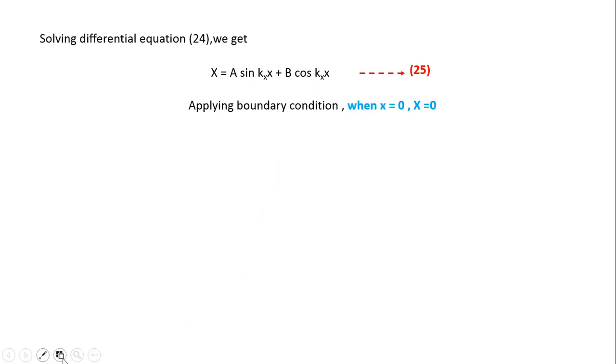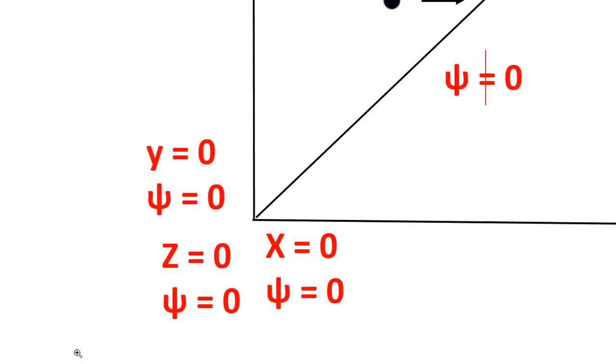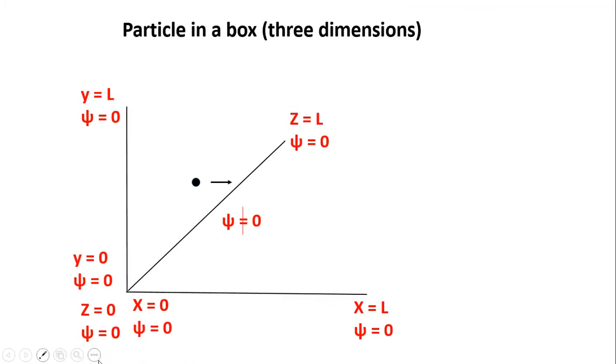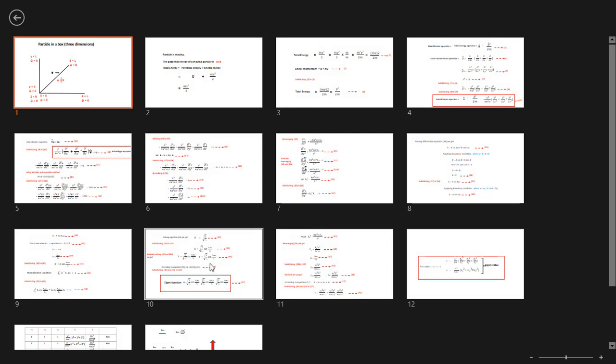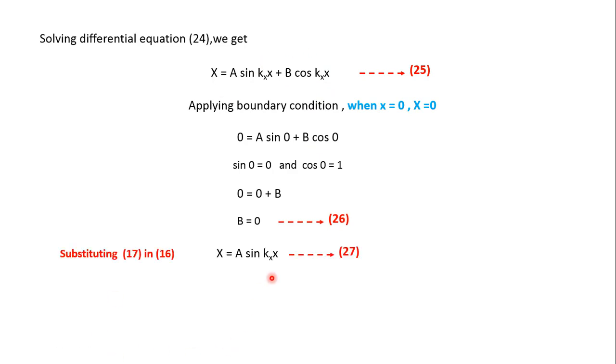Let us consider the first boundary condition. When x is equal to 0, psi is equal to 0, so capital X is also equal to 0. The sine term becomes 0, cos 0 is 1, and this will become B, so B will be equal to 0. Substituting this in equation 25, the second term will vanish, and we get only the first term, that is X = A sin kx x.